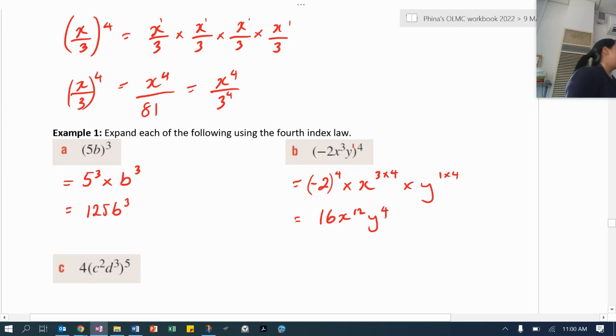You don't need to write the middle line. I'm just writing it out to show you how I'm deriving it. Okay, you can go straight to the end. But if you need to write it out, write it out.